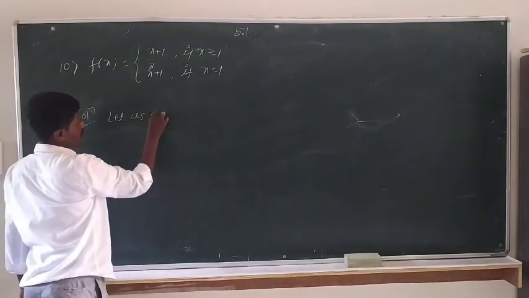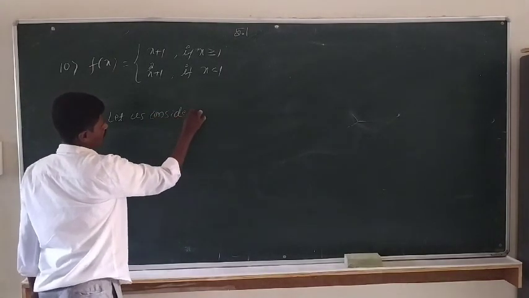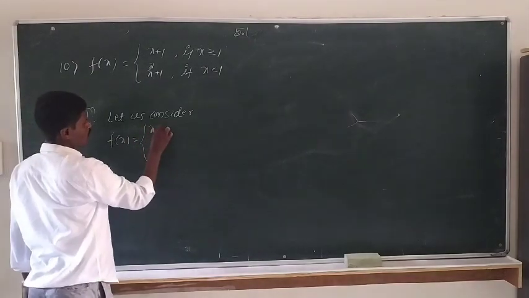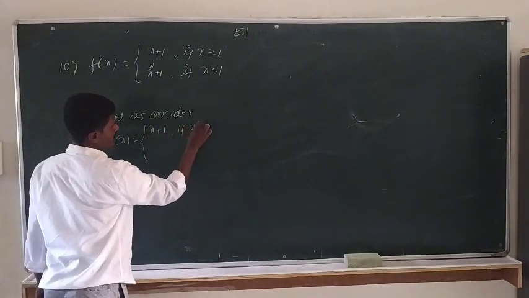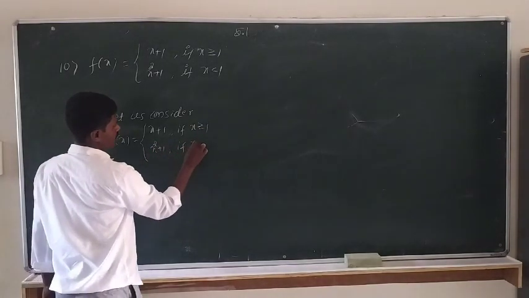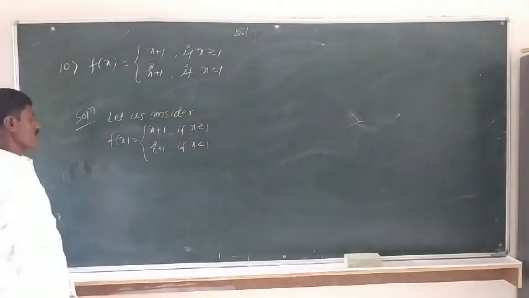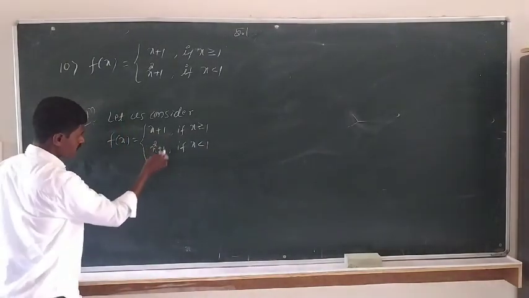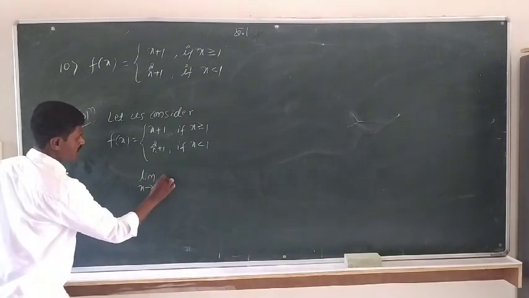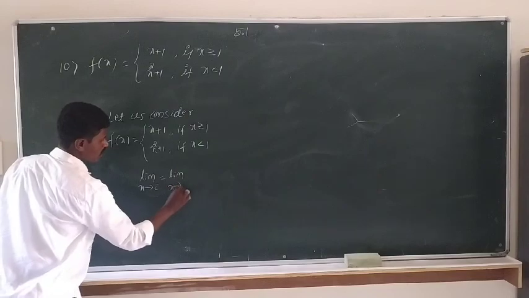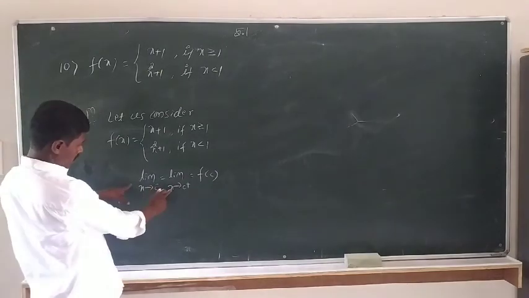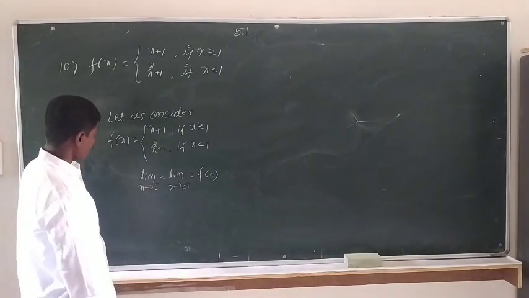Let us consider the function f of x equals x plus 1 if x is greater than or equal to 1, and x square plus 1 if x is less than 1. Here for the LHL, the function is different from the one on the other side. Hence we use the identity: limit as x tends to c minus equals limit as x tends to c plus equals f of c. If the function satisfies this condition, then it is called a continuous function.